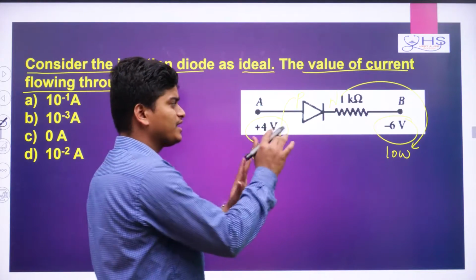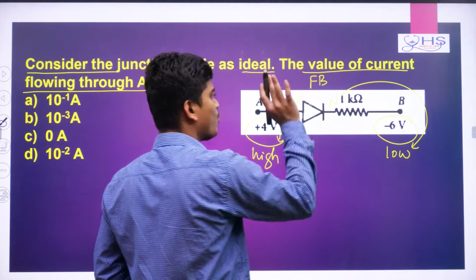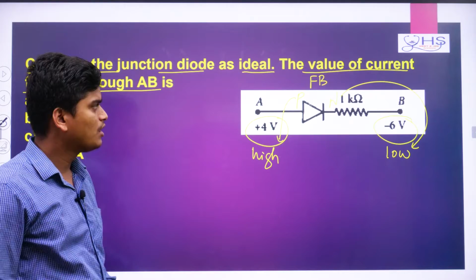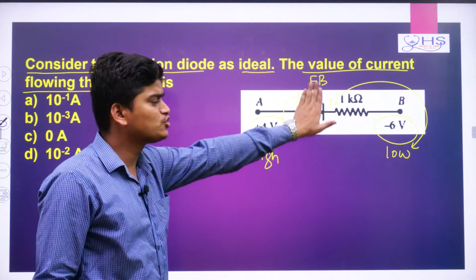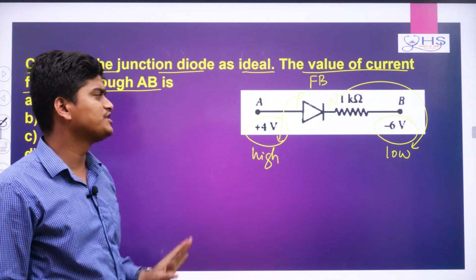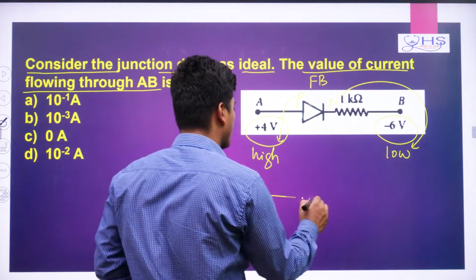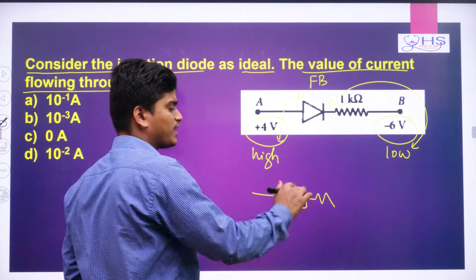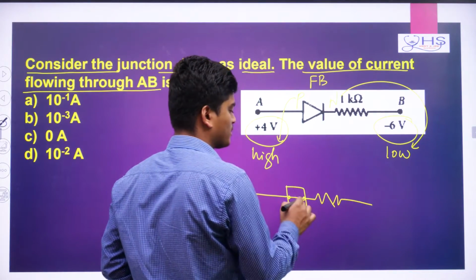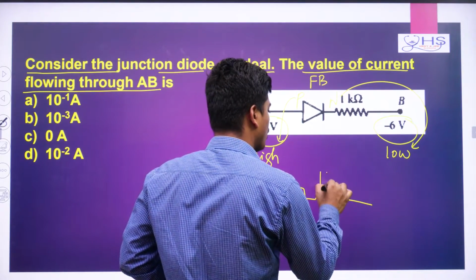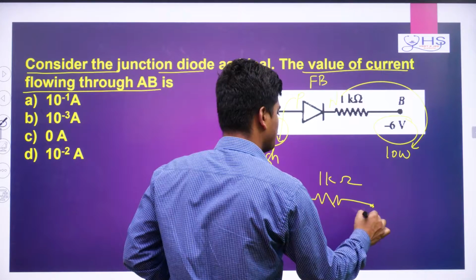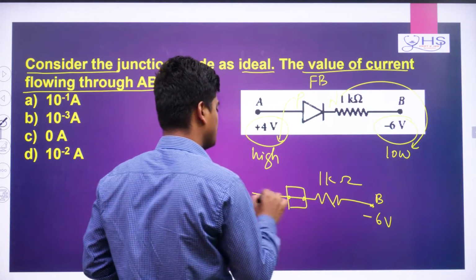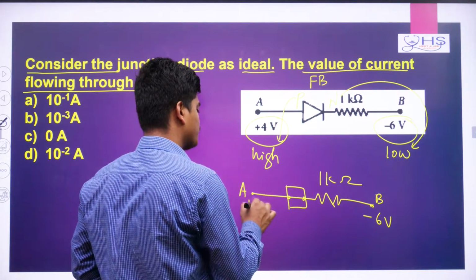That means diode is in working condition. Forward bias means working condition, closed circuit. And here ideal diode means across this no potential drop. So potential drop is 0. So we can consider this like a wire. Okay, here diode was there, but this diode I am putting like a wire. So now normal wire. Okay. Now here it is 1 kilo ohm. Now here it is minus 6 volt. This is B. This is A. It is here plus 4 volt.